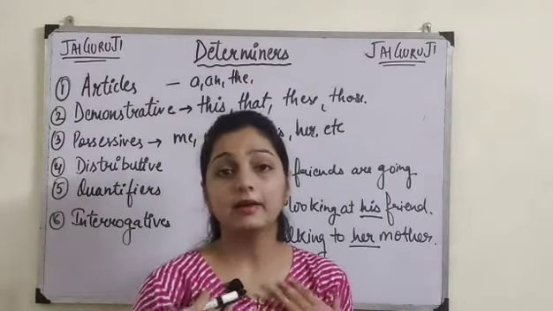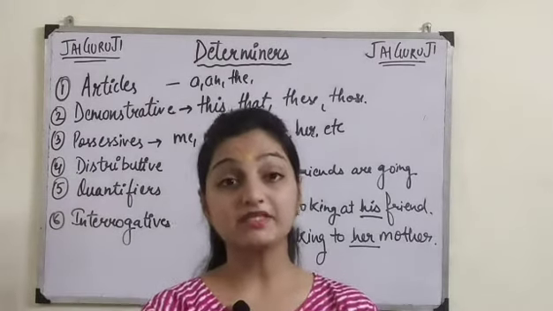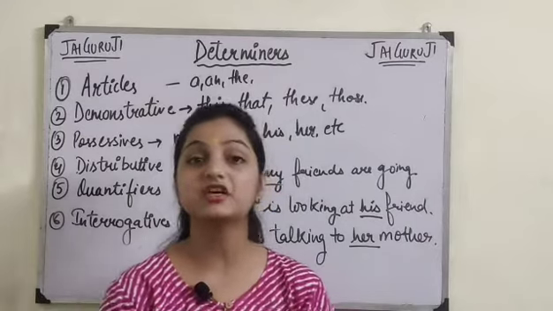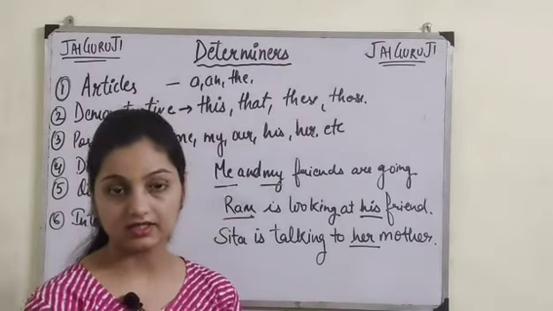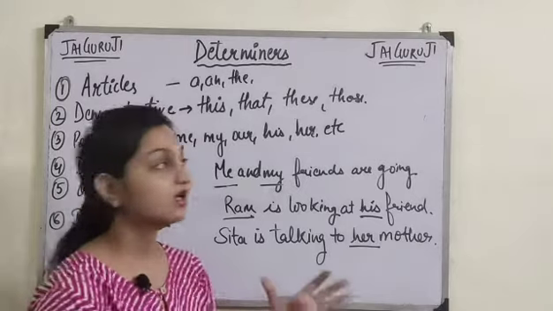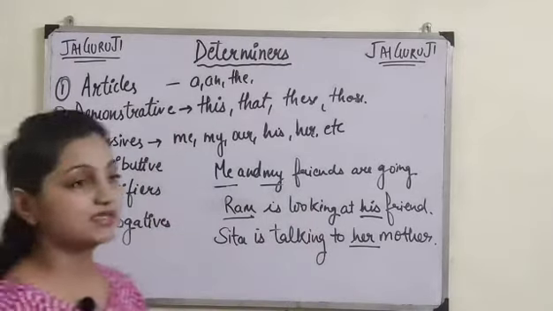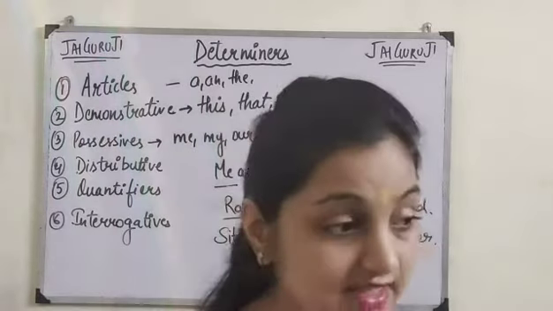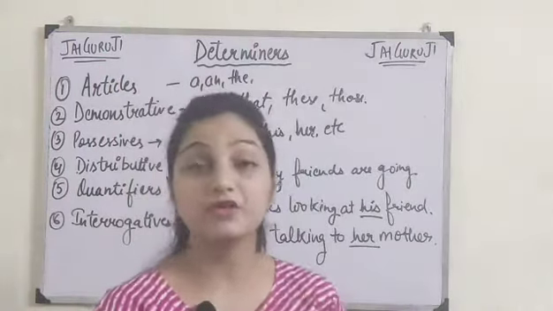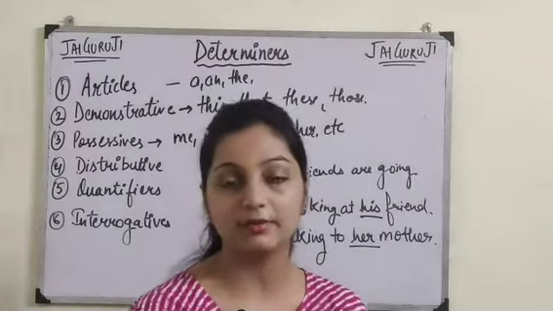I am taking my class. So means I am taking my classes. My is the determiner here. So it is showing possessiveness of something. Possessive determiner is possessiveness. Me, my, his, her, our, its, all. It is our house. My house is beautiful. So my is the possessive determiner here.